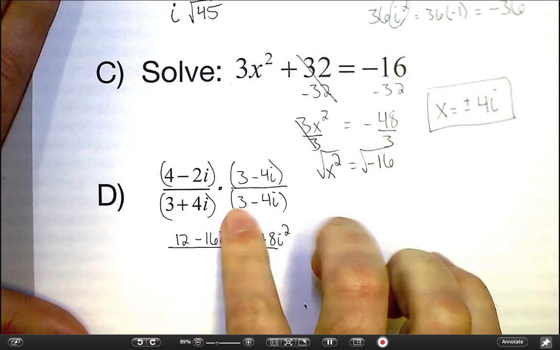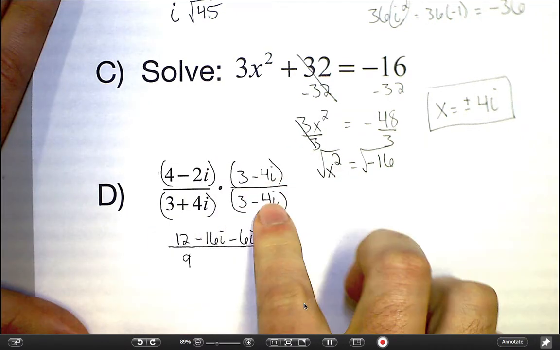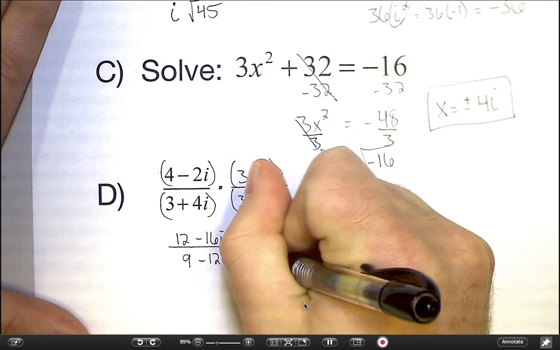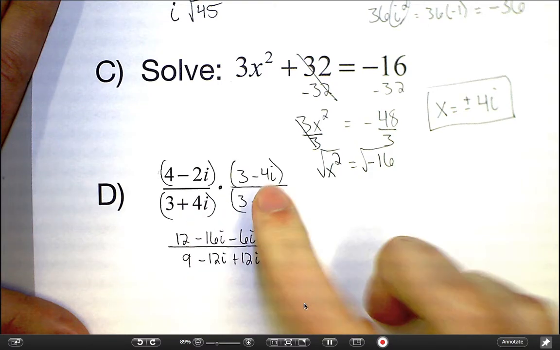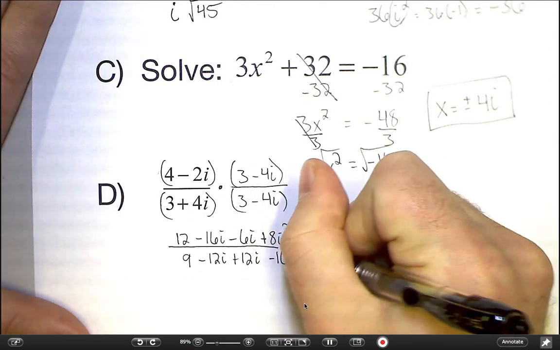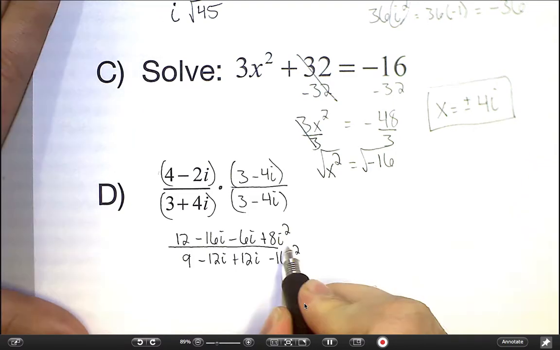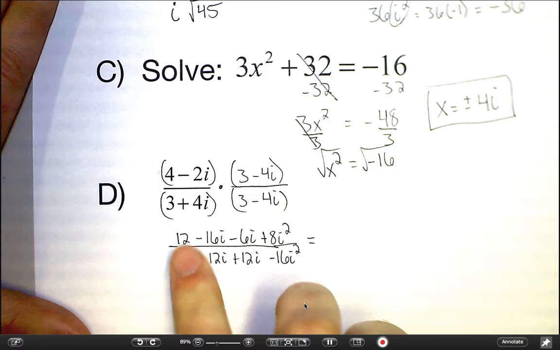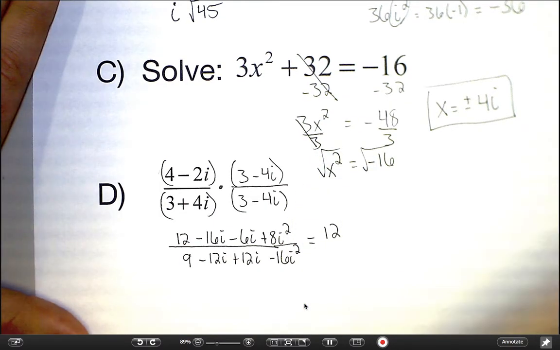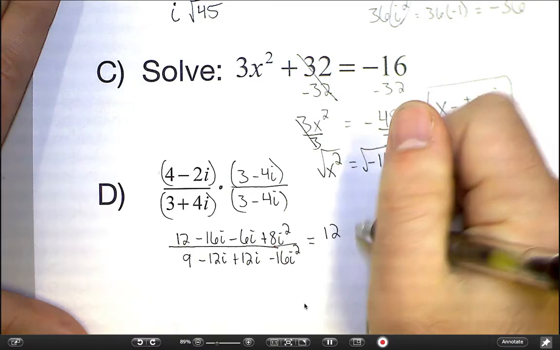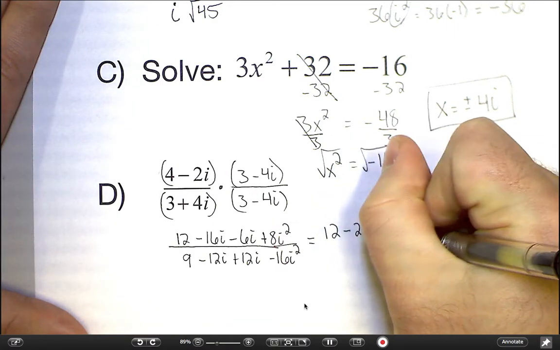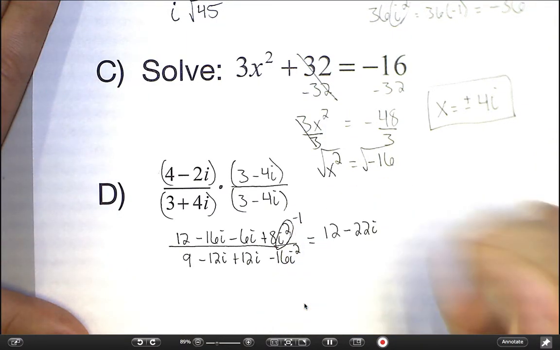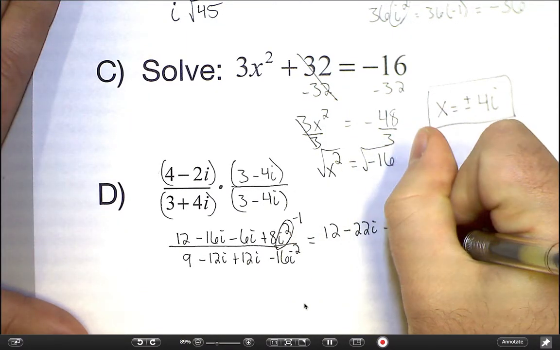Okay, as far as the bottom, I have 3 times 3 gives me 9. 3 times negative 4i is negative 12i. 4i times 3 is a positive 12i, and 4i times negative 4i is a negative 16i squared. Okay, if I continue over and simplify this, the 12 I cannot do anything with, so I'll just bring that across. Negative 16i and negative 6i gives you a negative 22i. And the 8 with the i squared, remember here again that i squared is the same thing as negative 1. Negative 1 times 8 does make that 8 a negative.